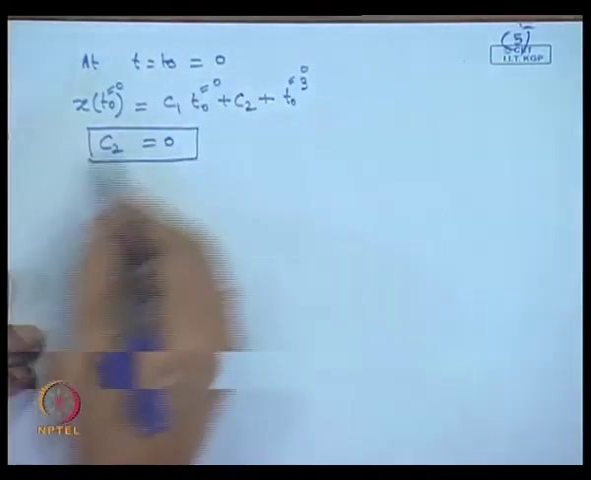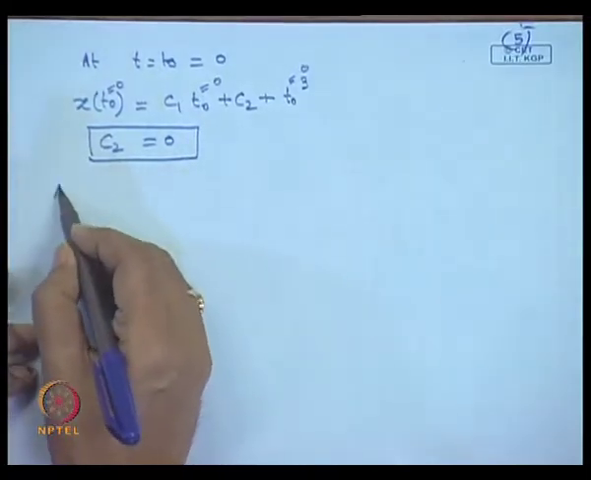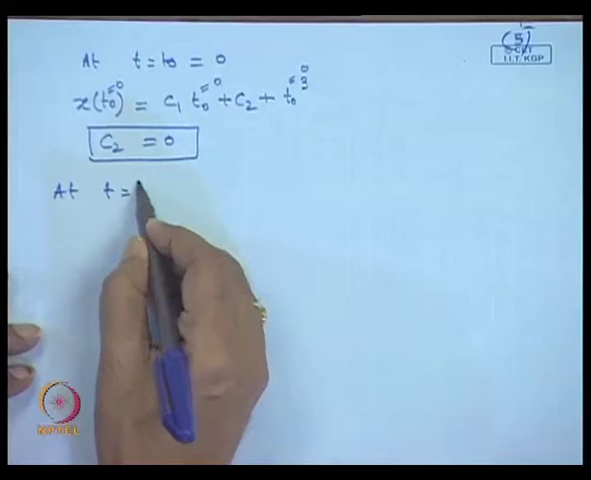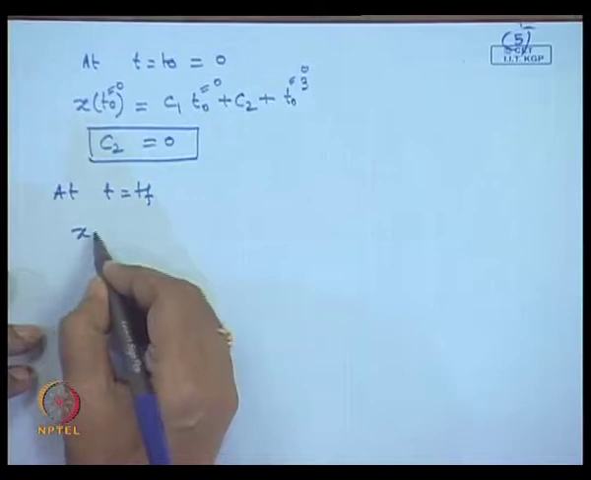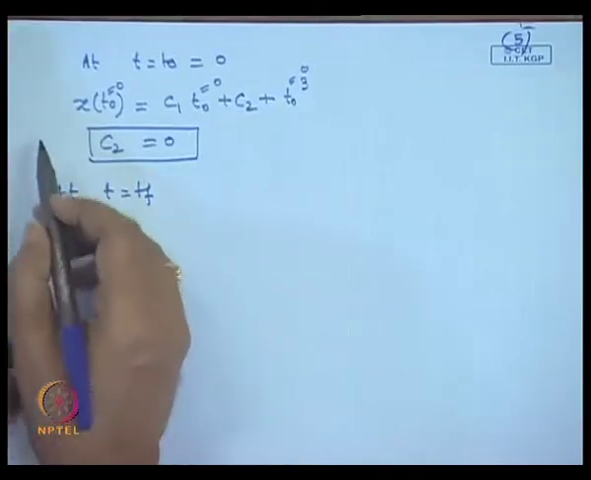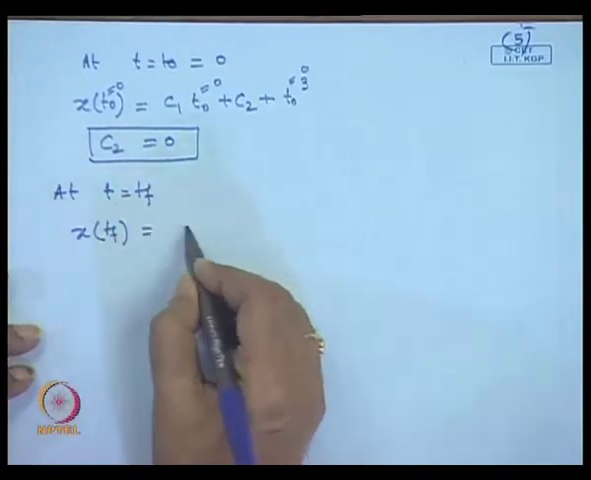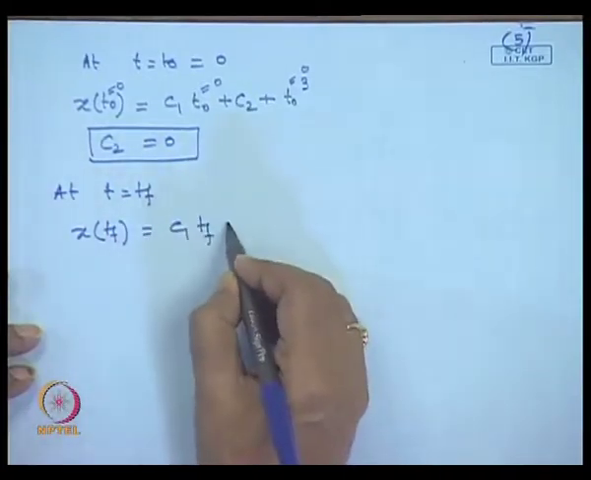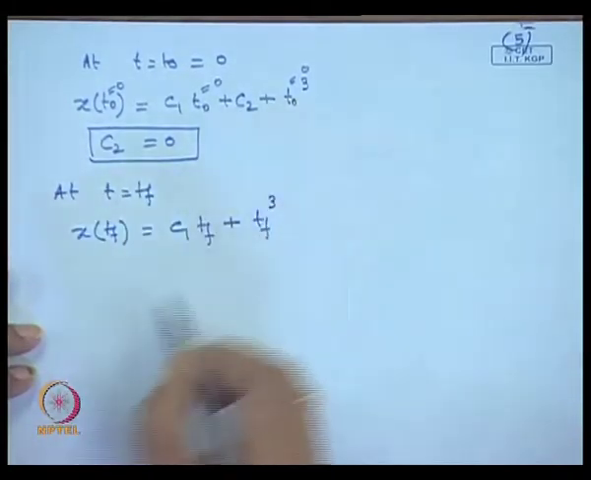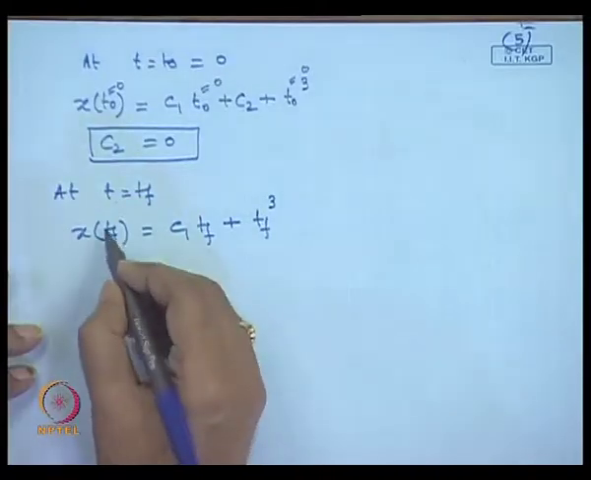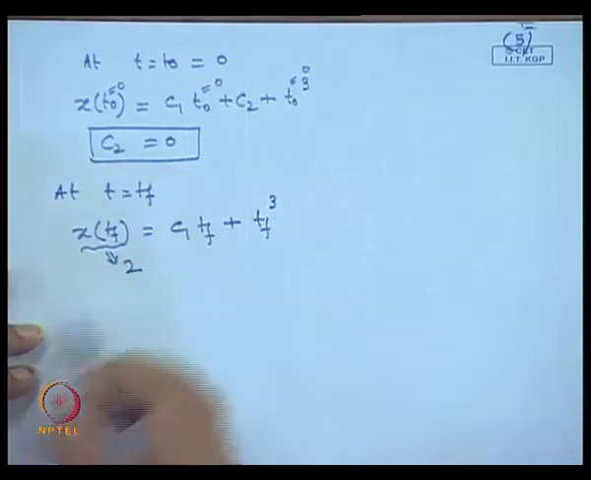Now, from the initial condition we got this. The next is at time t is equal to T f, where T f is unknown, it is free. Then from equation 2, we can write x of T f is equal to C 1 T f plus C 2 value, which is 0, we need not write it here, times t cube. And the value of x of T f given in the problem is 2.